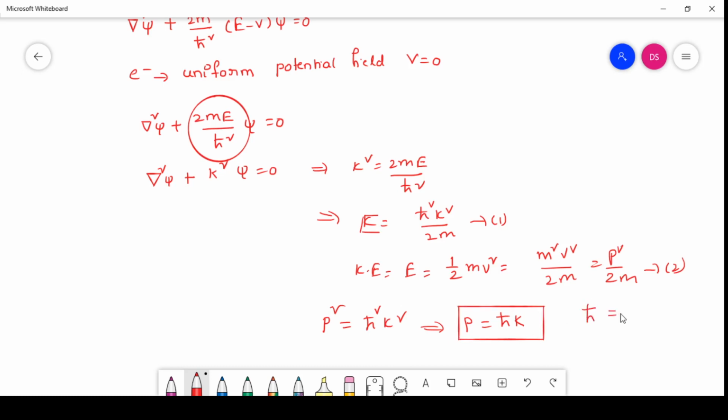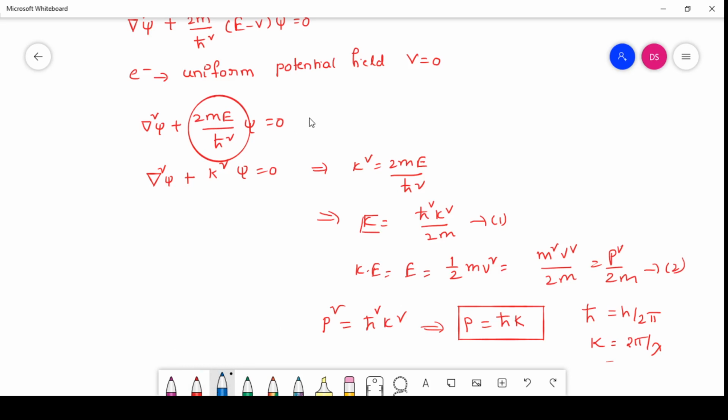As we know, h cross can be written as h by 2 pi. k is the wave vector of the electron, because as the electron moves inside the material, it moves as a wave, a matter wave, and it has a wavelength. So the wave vector of this electron is k is equal to 2 pi by lambda.